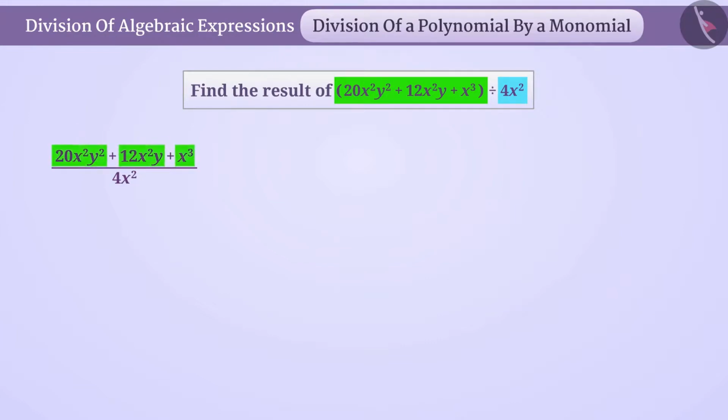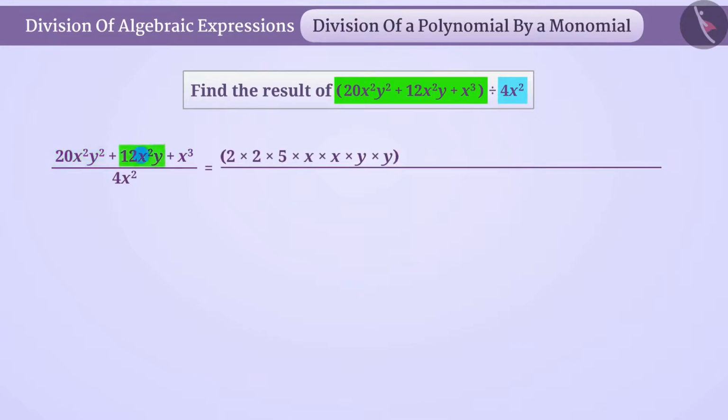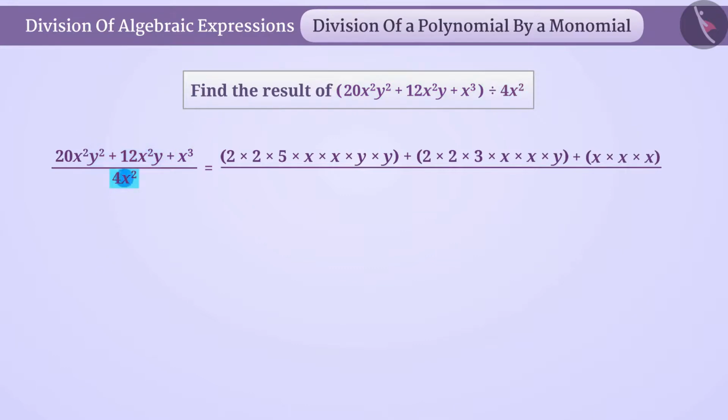Here, the factorization of 20x square y square can be done like this. 12x square y and x cube can be done like this. Similarly, we will also write the factors of the denominator. Here, 4x square can be written like this.